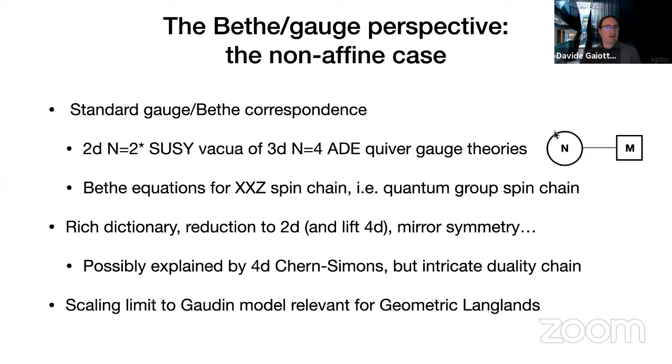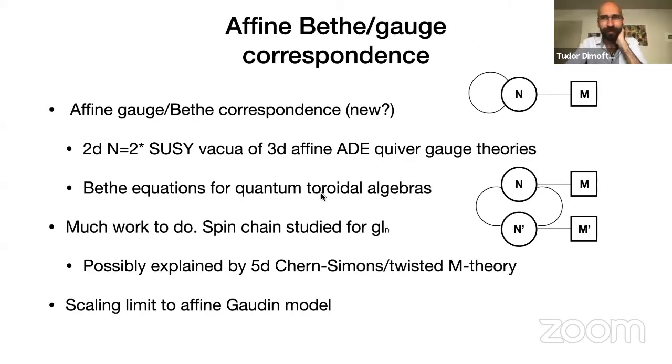Now, my way into this topic was that the Bethe equations for the spin chain have an interesting scaling limit, which reduces the spin chain to the Gaudin model and makes contact with the Geometric Langlands program. I will discuss it in a few slides. Are there any questions? Not yet. Okay, very good.